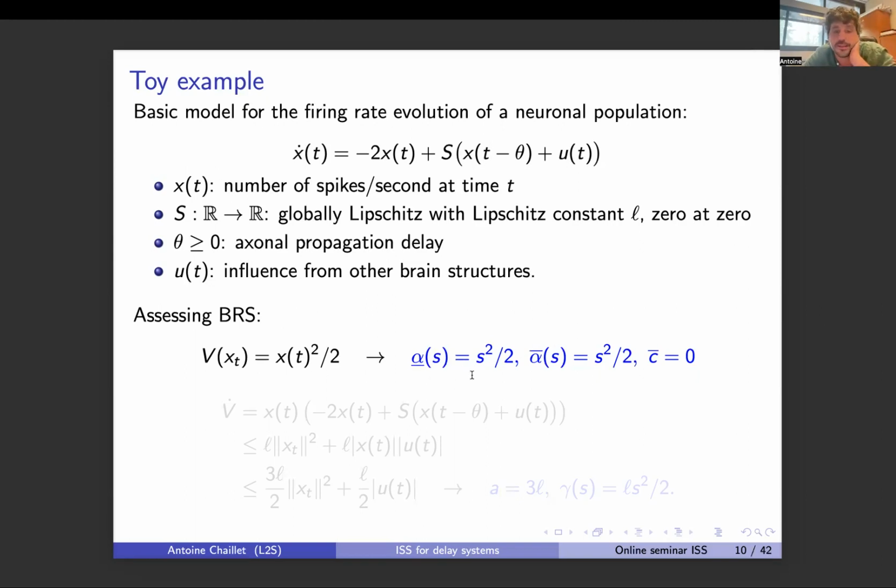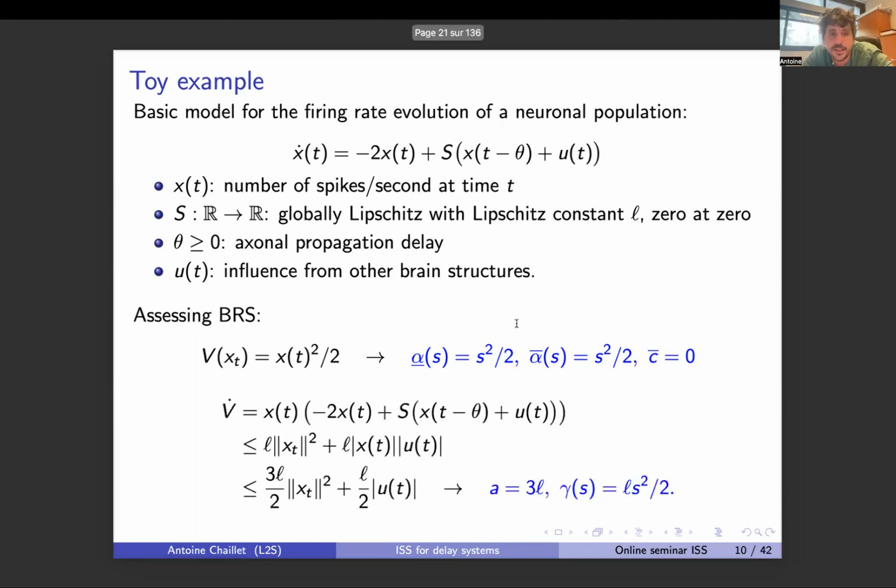You get alpha underline is s squared over 2, alpha bar s squared over 2, and you don't even need the c bar constant. Then I differentiate this along the solution. So I take the gradient of this function, which is x of t, and I multiply it by the vector field, and I get this. I make some basic manipulation, and I end up with 3L over 2 xt squared plus L over 2 u of t. So I recognize exactly the same property as before.